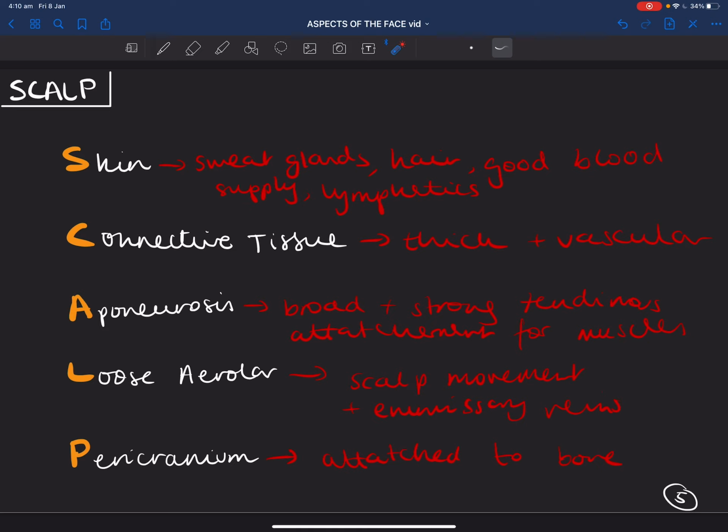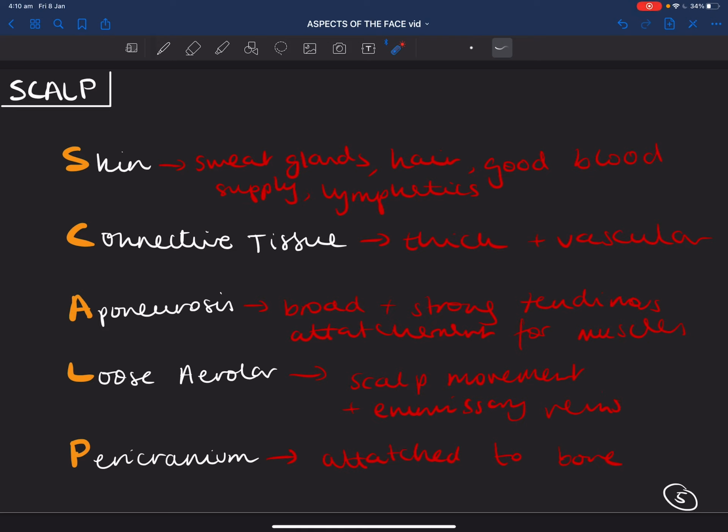Just something to note, the blood supply to the scalp doesn't actually lead to bone necrosis, which is the degeneration of bone, because most of the blood supply to the skull itself comes from the middle meningeal artery and not from the scalp. So just because you have an injury in your scalp, you're not going to get bone necrosis, don't worry.